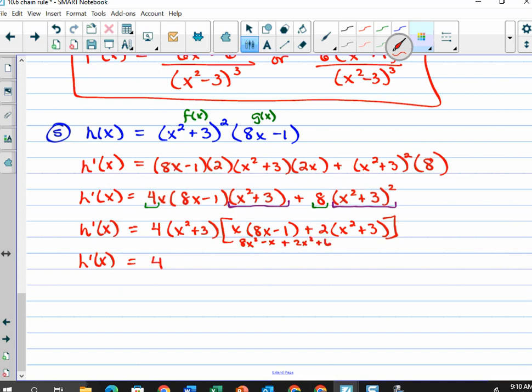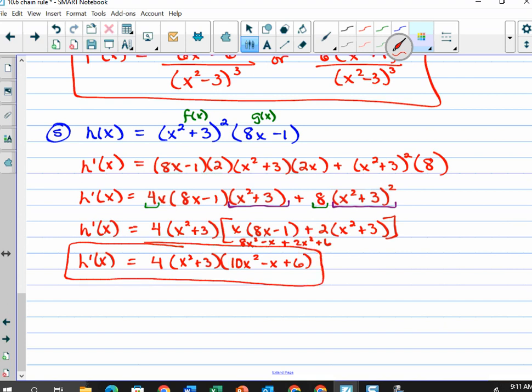So my final answer, I will have 4 times x squared plus 3. And then what's left in here? Well, when I simplify this, won't I get 10x squared? Yes, simplify within that parenthesis. That's your answer. Please don't multiply that all out. It wouldn't be 32x to the fourth, it would be 40x to the fourth.